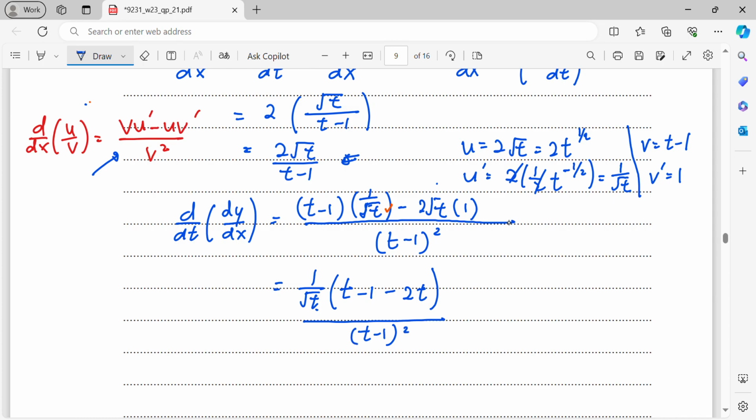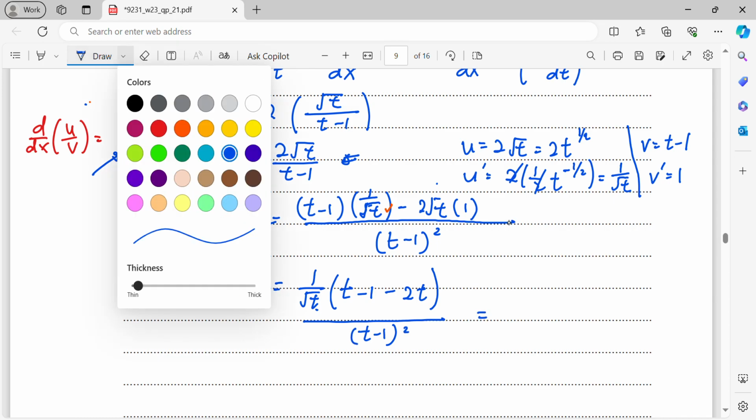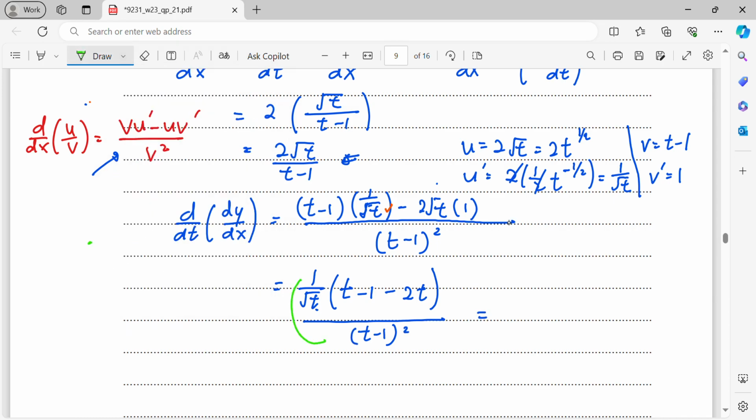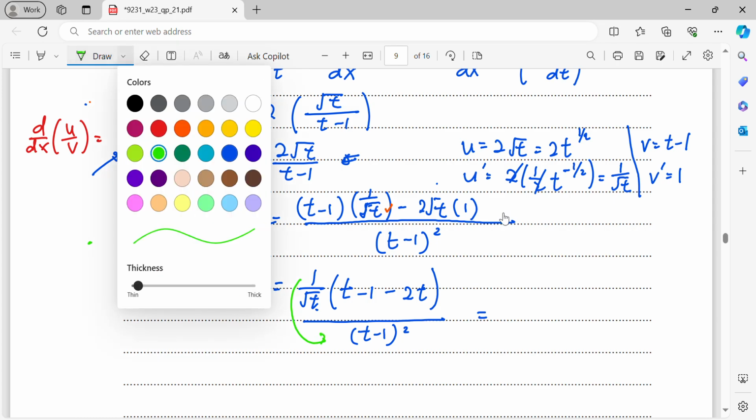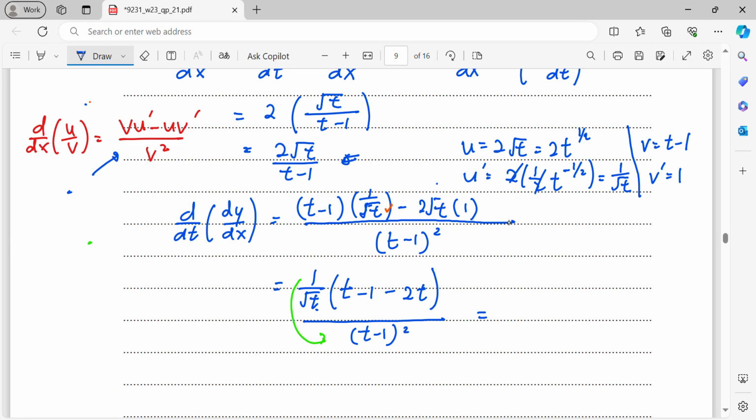Just keep this. And then now this whole term can be brought down and combined with the denominator. Alright, then now for the numerator, I will get t minus 2t, which is minus t, and then minus 1, over square root t times t minus 1 squared. So you can keep it in this form, or in the numerator, you can just factorize a minus because the minus is in common.